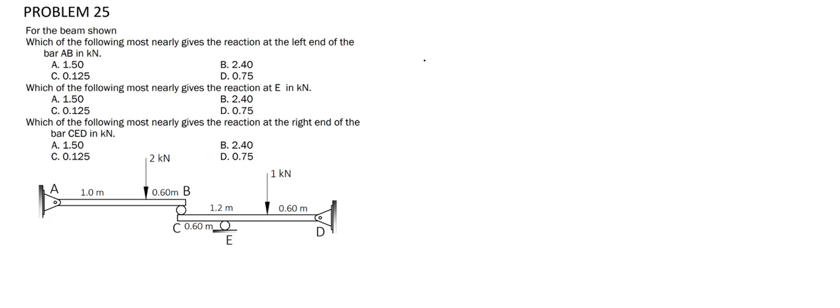For the beam shown, we are tasked to find the reaction at the left end of the bar AB, the reaction at E, and the reaction at the right end of the bar CED. To solve this, we consider the free body diagrams of each individual beam. So first, let's draw the free body diagram of beam AB.